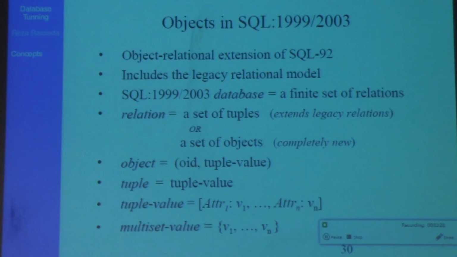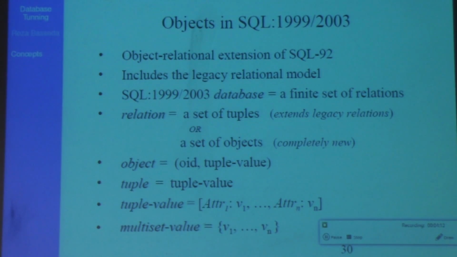You still have this concept of relations, but you are adding something to the relations. You have this relation concept extended. Again, the database is in object-oriented SQL. A database is a set of relations, but now relations can be either pure relations, as what we had before, or sets of objects. And also the object is either purely a tuple or an object ID with the tuple value.